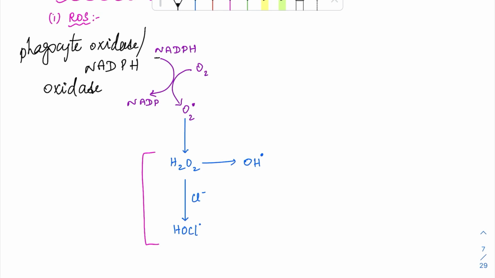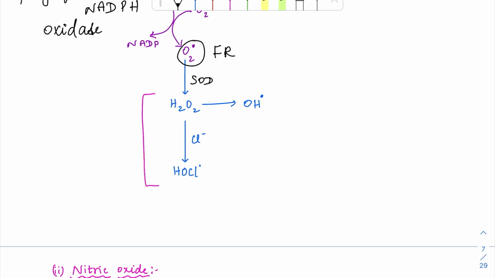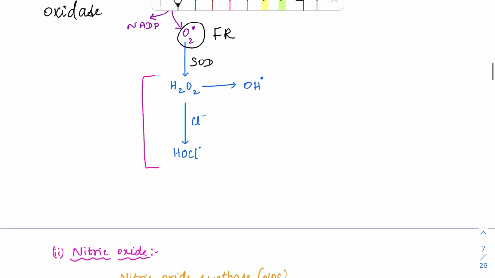This enzyme will cause the conversion of NADPH to NADP, during which oxygen is converted into superoxide ion. Superoxide ion is a free radical, we all know that. Superoxide ion will then get converted into H2O2 with the help of the superoxide dismutase enzyme, right? Then this H2O2 can either form hydroxyl ion with the help of Fenton's reaction, or this H2O2, with the help of an enzyme present in the neutrophils called myeloperoxidase, the MPO enzyme, in the presence of a halide like chlorine, can form a very potent free radical, which is HOCl.